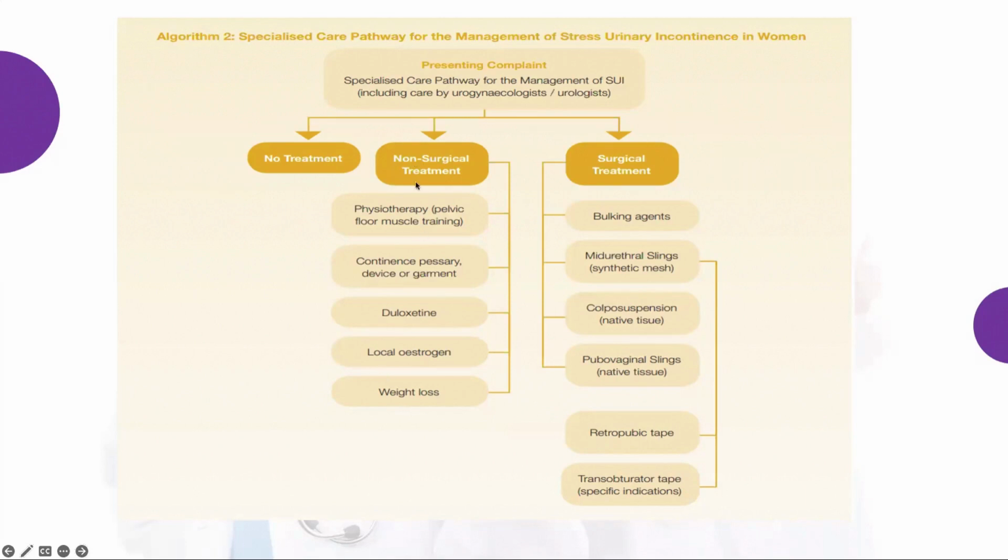Okay. So remember all these things once you are with the examiner, that you start with the PFMT or a continence pessary or some incontinence device, medical treatment, local estrogens, and weight loss. Then you have the surgical options. So surgical options, you have bulking agent, which you put in the urethra. So what is the problem with the bulking agent? Anybody want to say?